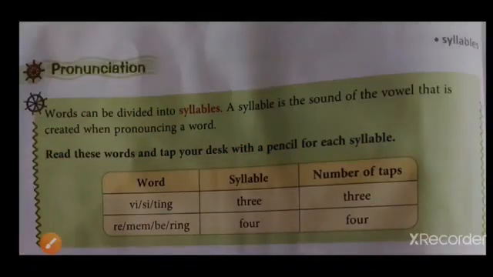Students, now we are going to see syllables. What is a syllable? Words can be divided into syllables. A syllable is the sound of the vowel that is created when pronouncing a word. That means, students, all words have syllables. A word might have one, two, or even more syllables. For example, red is the word. It has one syllable, red.